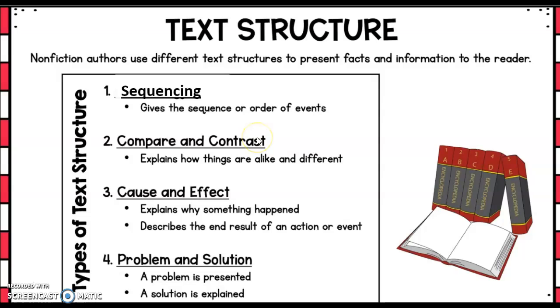That's what contrast means. Next, our text could be cause and effect. This is going to explain why something happened. The cause is why, and the result, or what happened, is the effect. And lastly, we have problem and solution. The problem is the conflict. The solution is how it is solved. Okay.